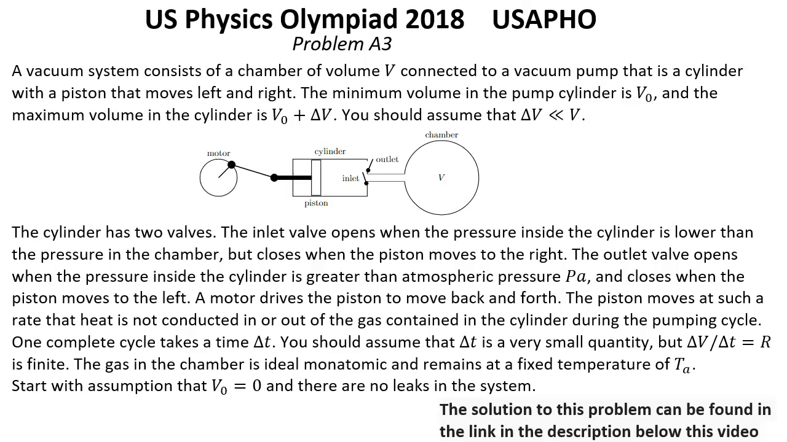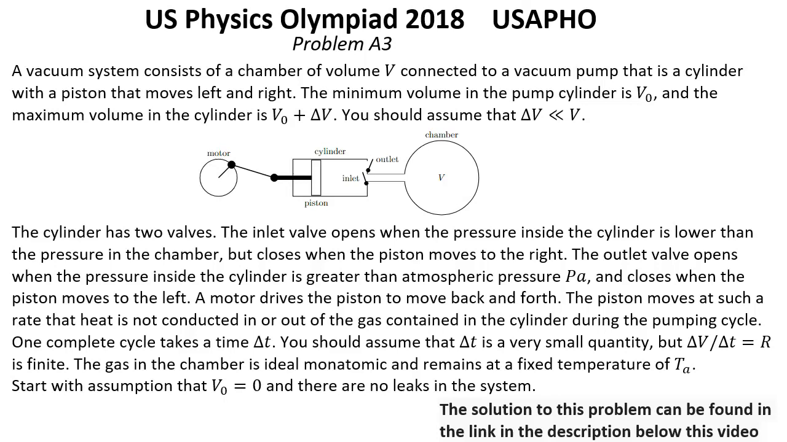The minimum volume in the pump cylinder is V0 and the maximum volume in the cylinder is V0 plus delta V. You should assume that delta V is much less than V. The cylinder has two valves.